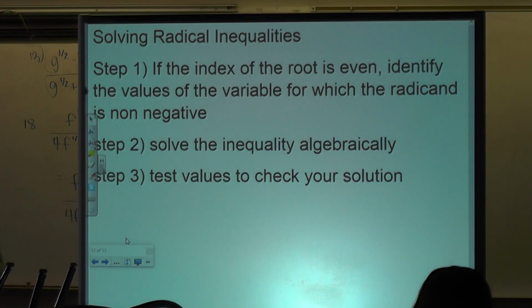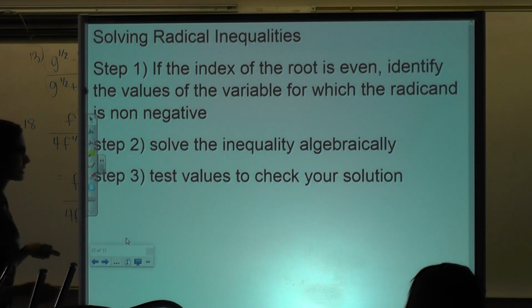And you have to find out when the radicand is non-negative. So you always have to set it greater than or equal to 0. For step 2, you're going to solve the inequality just like you would normally, like a normal equation. You flip the sign if it's negative. And then step 3 is testing the values to check your solution. So that's the part that people want to skip.